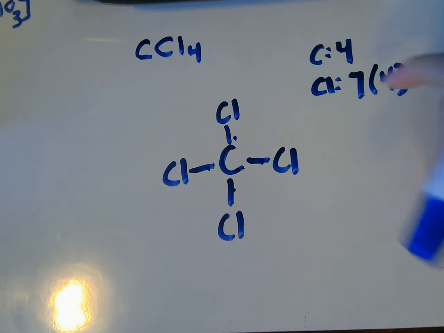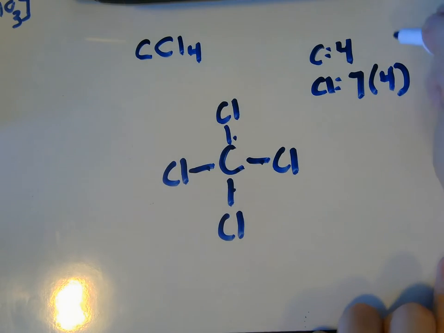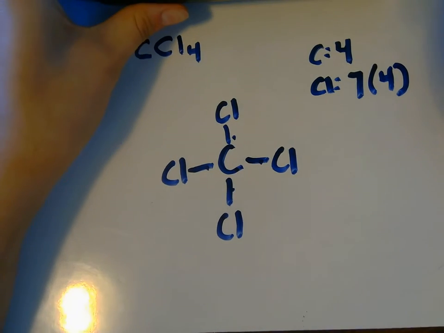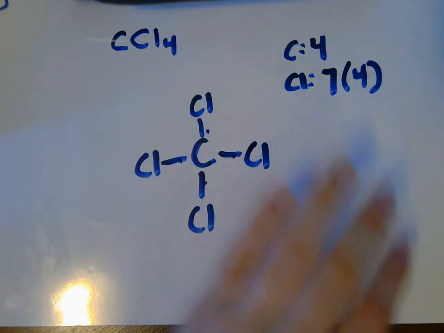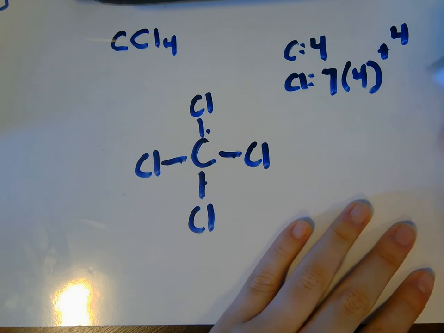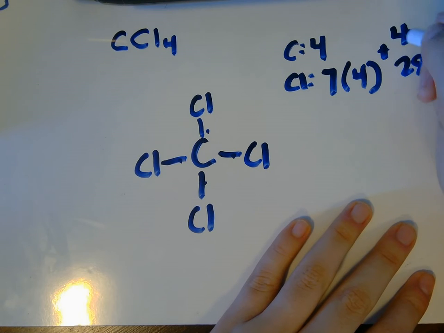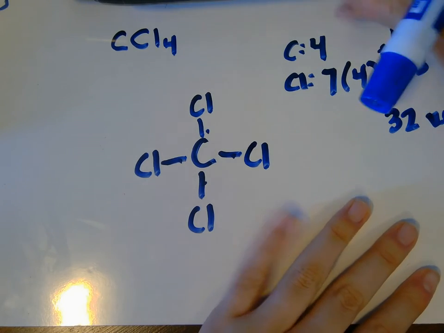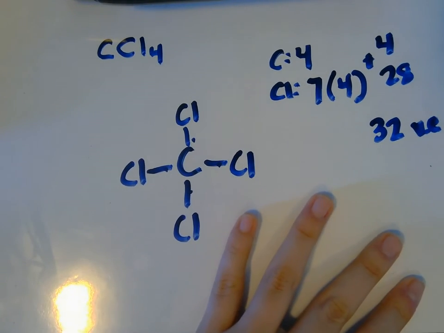And now I have to add them. So you got 4 plus 7 times 4 is 28. 4 plus 28 is 32. So I have to work with a total of 32 valence electrons.